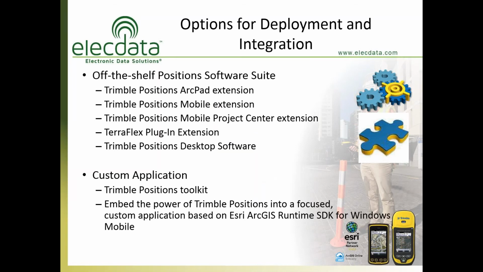Okay, so some of our options for deployment of this new software is you can just purchase the off-the-shelf software suite. And when you get the entire suite, it includes all these extensions. Now, granted, you're not going to need all of them because you're probably going to use one or the other, but it does include Trimble Positions for ArcPad, Positions for ArcGIS Mobile, Positions for the Mobile Project Center. And you're only going to use the Mobile Project Center if you're using ArcGIS Mobile. It does support the plugin for TerraFlex, and of course you get a license of the desktop software.